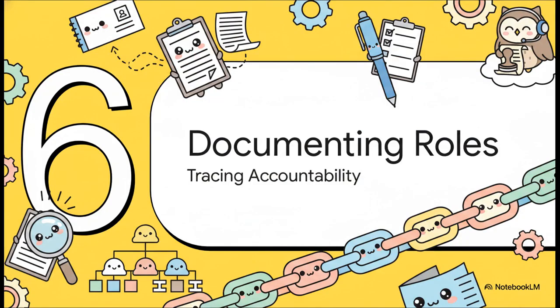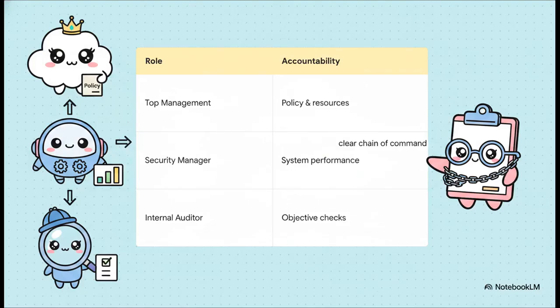And finally, we reach Section 6, Documenting Roles, focusing on tracing accountability throughout the organization. At the end of the day, accountability has to build from the top down. Documenting specific roles is the absolute linchpin for tracing this in any ISO/IEC 42001 system. Think about how this breaks down. Top management, they are accountable for establishing policy and providing the actual resources. Then you have roles like the security or energy manager. These folks are uniquely accountable for actual system performance and tracking those objectives. Meanwhile, the internal auditor is there conducting periodic, objective checks without any conflicts of interest.